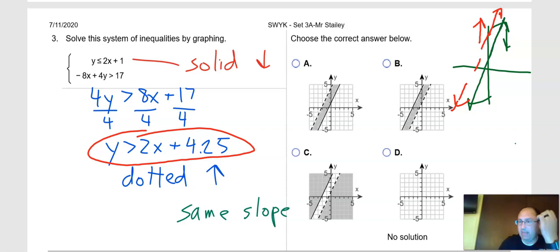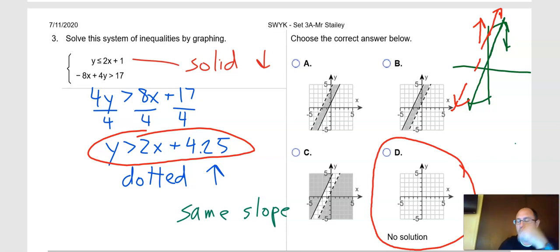Well, guess what that means? They never, ever cross. The answer to the question was no solution. Now, this is a pretty bad fake answer right here, letter C, because as you can see, they go in opposite directions. So that wouldn't really make sense.